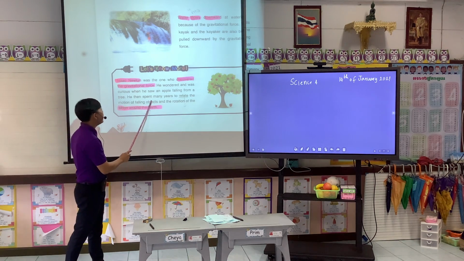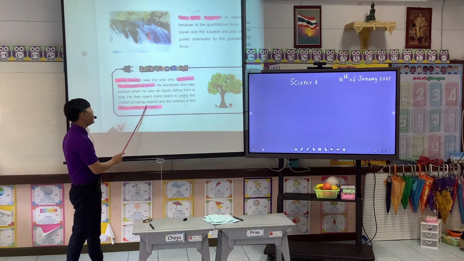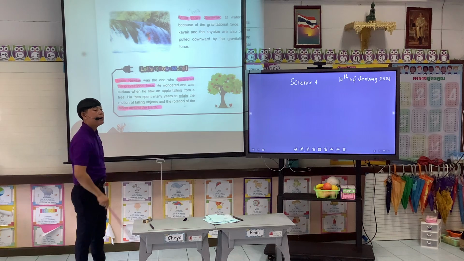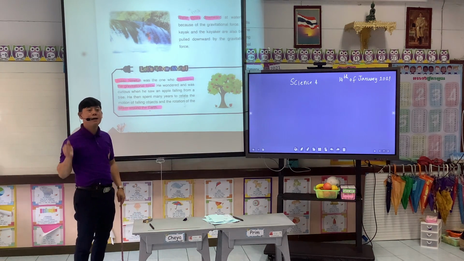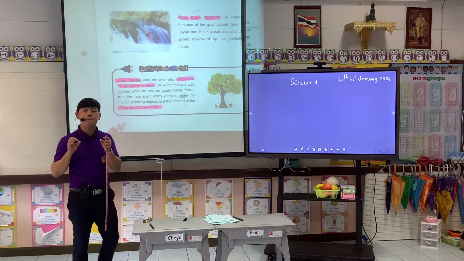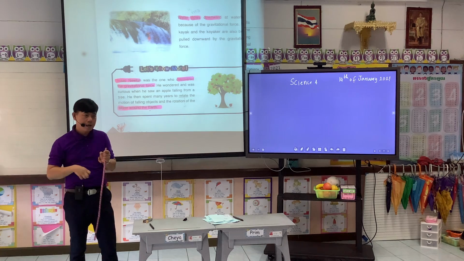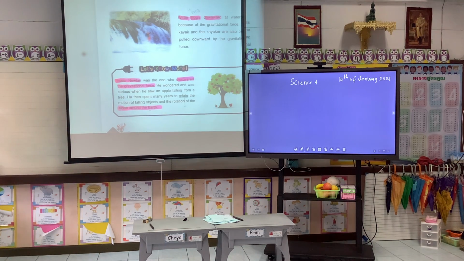He then spent many years relating the motions of falling objects to the rotation of the moon around the Earth. Okay, so we study the rotation of the moon around the Earth. Earth is the planet.